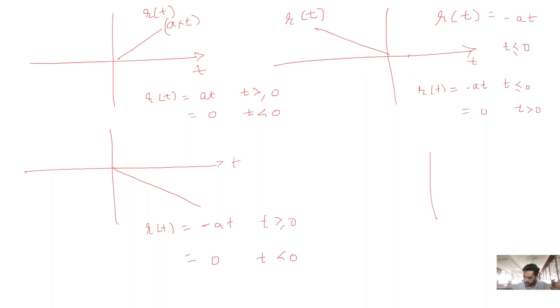Right? Which one is left now? The fourth quadrant is left. So this is the fourth quadrant. For this it is a t, this is minus t, and the y-axis is always going to be an amplitude. And this is going to be r of t is equal to a t, but for t less than or equal to 0, and it is going to be 0 for t greater than 0. I hope I am clear. Any question in this? So this is the ramp equation.